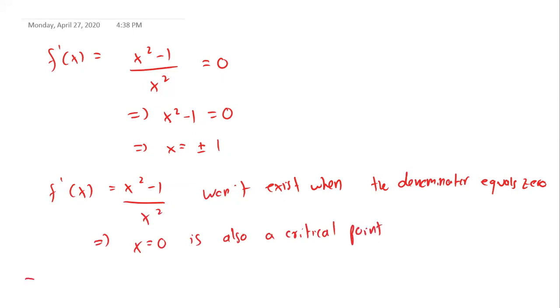So in this case, what are all our critical points? So CP, or critical points, are x equals 1, x equals minus 1, and x equals 0. So don't forget to include the critical point where the derivative doesn't exist. You always have to check for that.